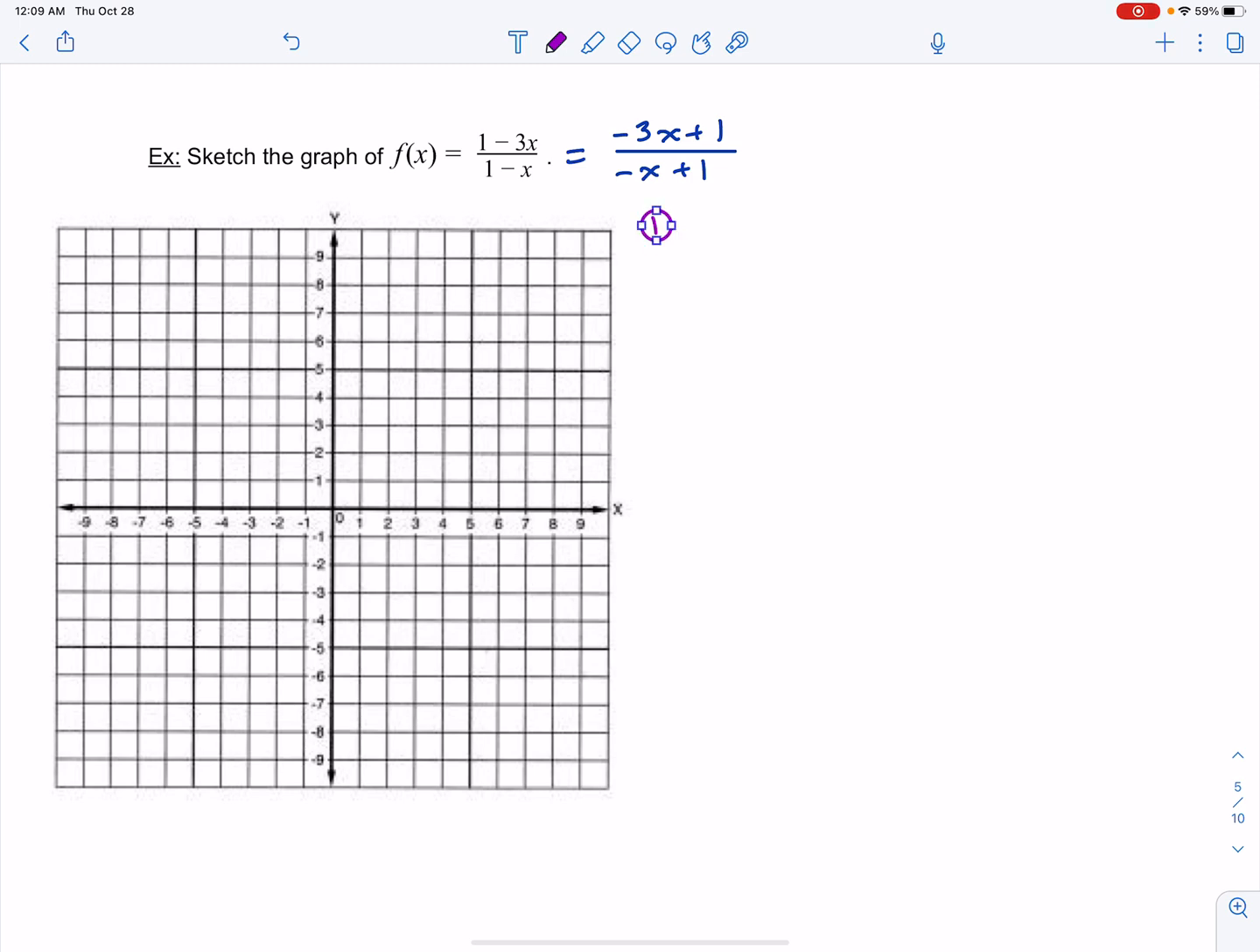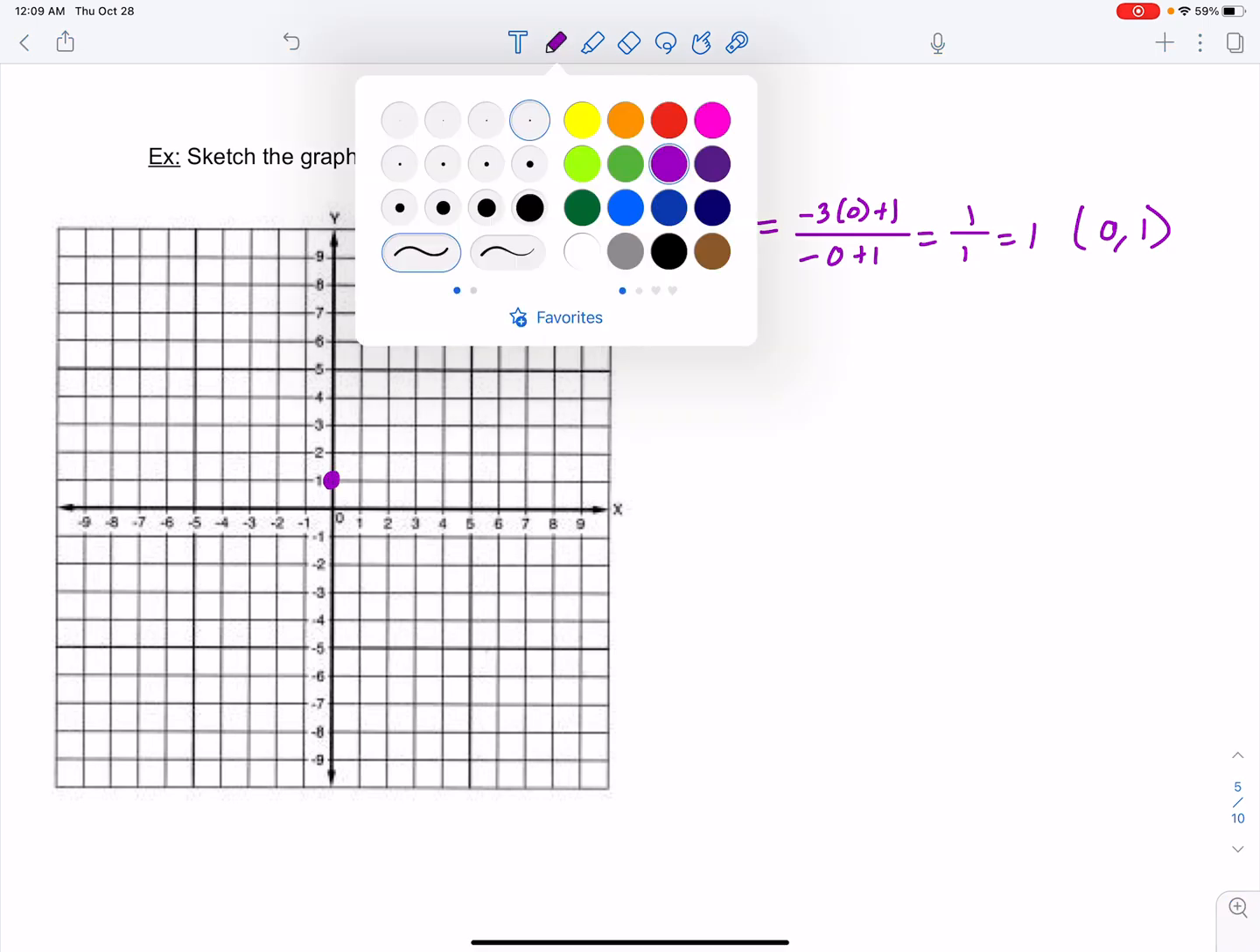So first thing we want to do is look for any y-intercepts. So we evaluate our function at 0. So we'd have negative 3 times 0 plus 1 over negative 0 plus 1, which would give us 1 over 1, which is just 1. So at 0, 1, we have a point, a y-intercept.